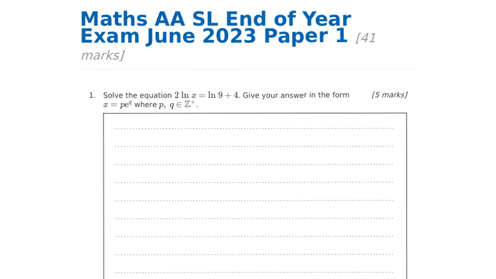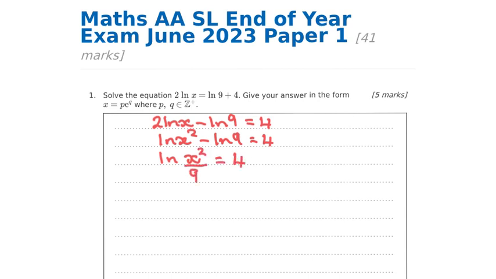First, rewrite the equation as 2 ln x − ln 9 = 4. Spot that 2 log x can be written as log x squared, minus log 9, equals 4. Now use the quotient rule, so we get log of x squared over 9 is equal to 4. That means that x squared over 9 is equal to e to the power of 4.